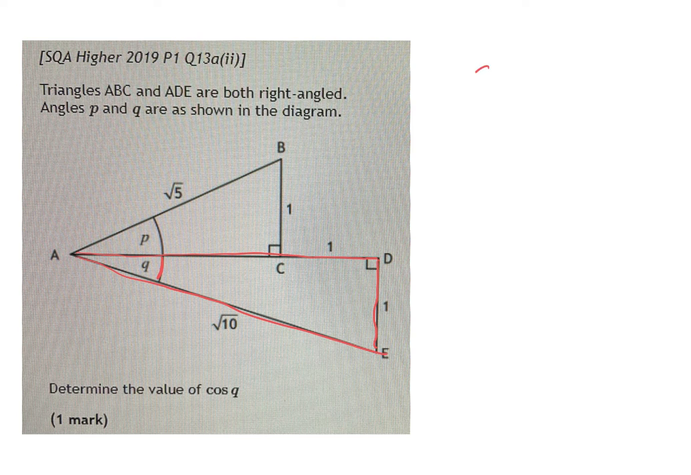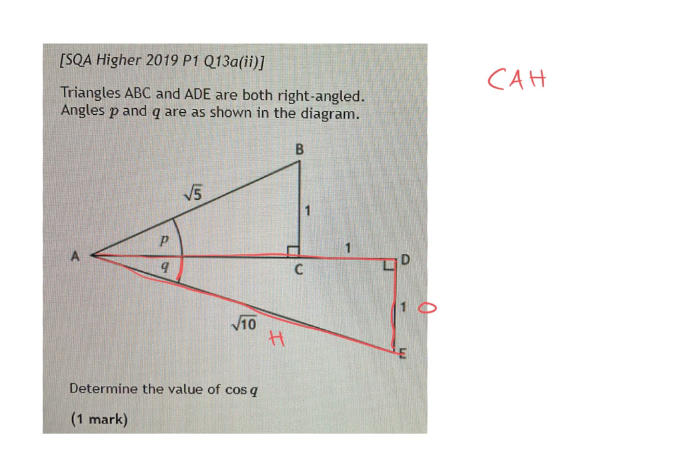Again, we want cos, which is the adjacent over the hypotenuse. This time my hypotenuse is this one, which is root 10. I have the opposite, which is 1, and my adjacent is AD. That is my new adjacent here. Now I know from the previous part of the question that AC is equal to the length of 2, so AD must be equal to 3.